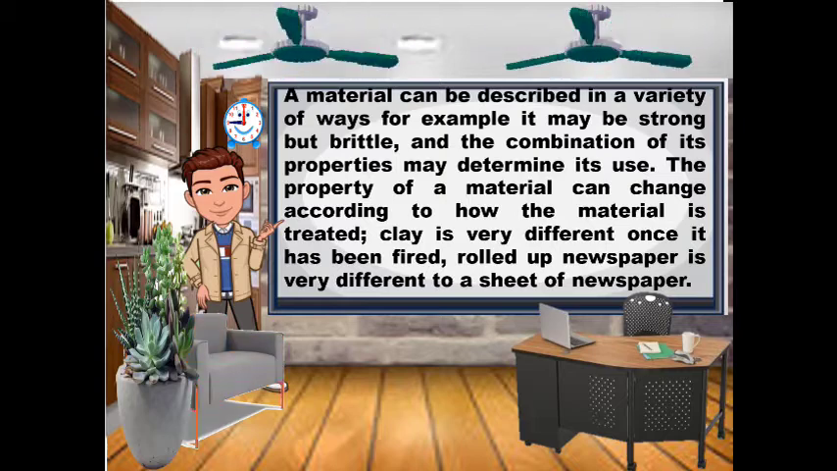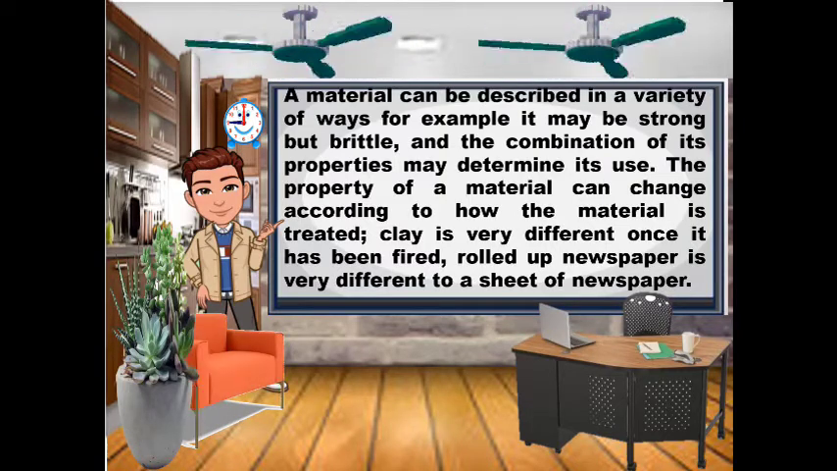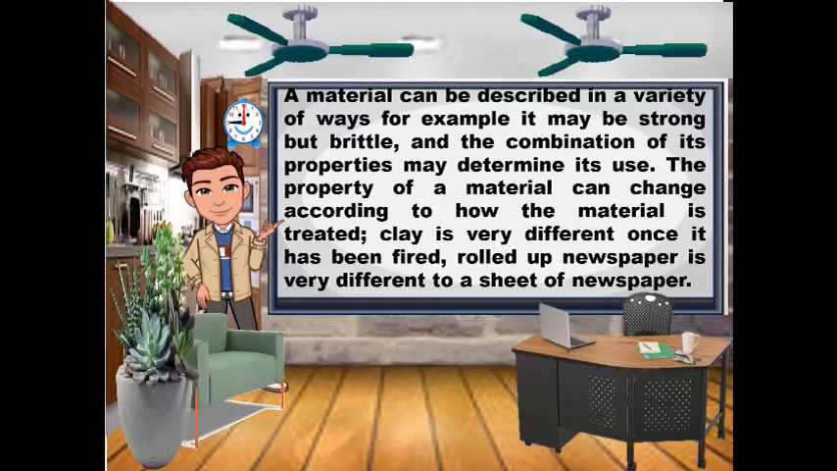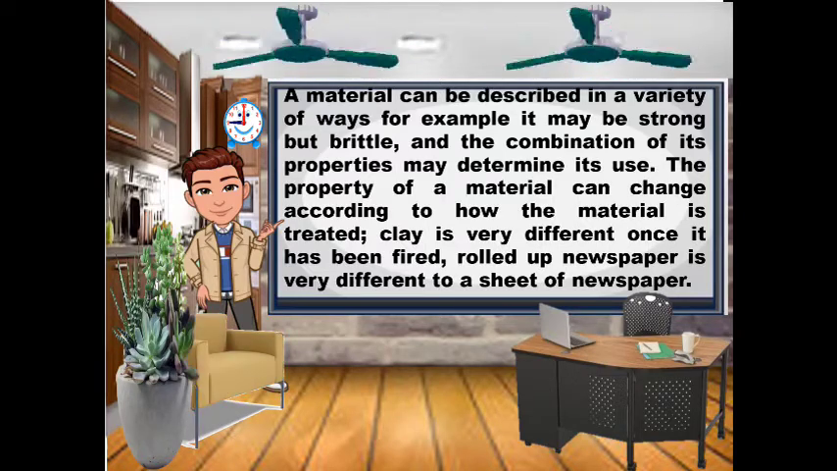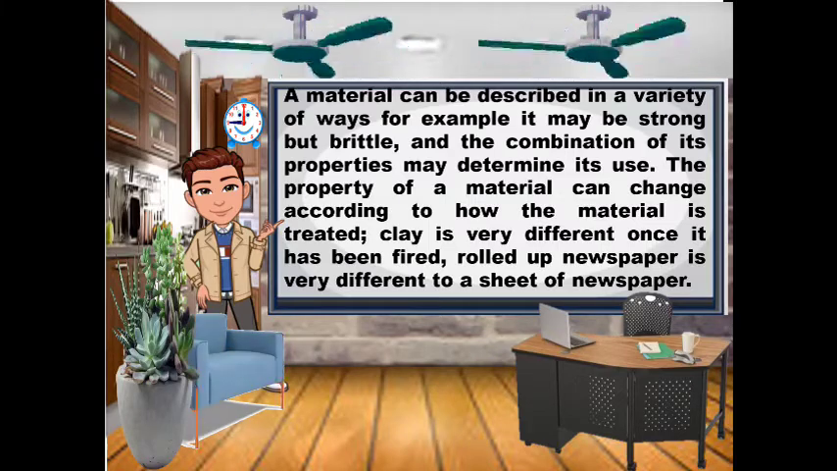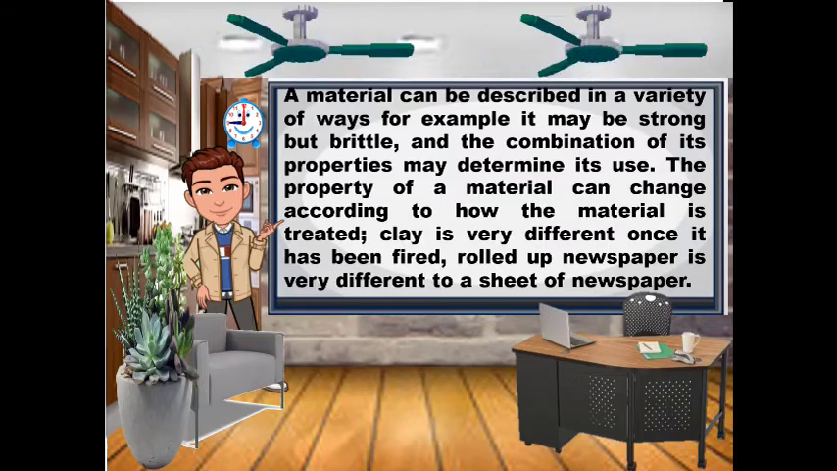A material can be described in a variety of ways. For example, it may be strong but brittle, and the combination of its properties may determine its use. The property of material can change according to how the material is treated. Clay is very different once it has been fired. Rolled up newspaper is very different to a sheet of newspaper.